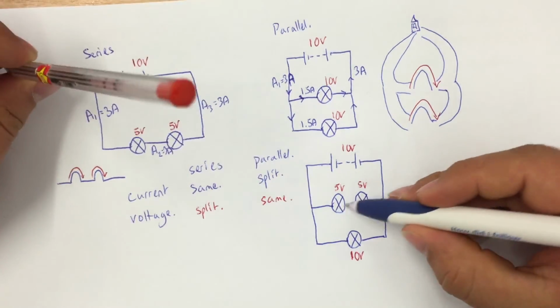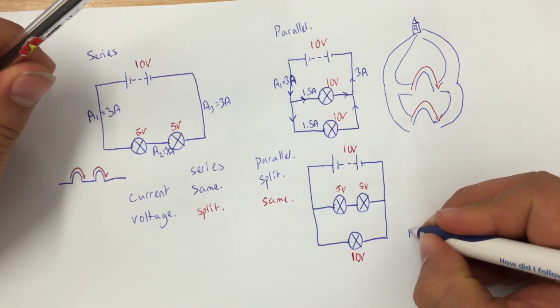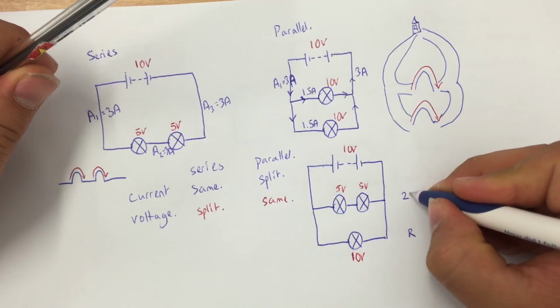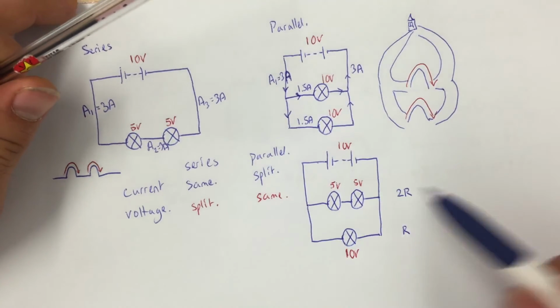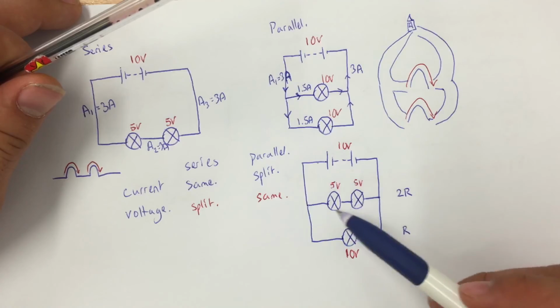Now, we've said that these bulbs are identical, but if I just represent the total resistance by the letter R, if the total resistance of this path is R, the total resistance of this path would be 2R, because this has got two identical bulbs, whereas this has only got one, so the resistance here is double.